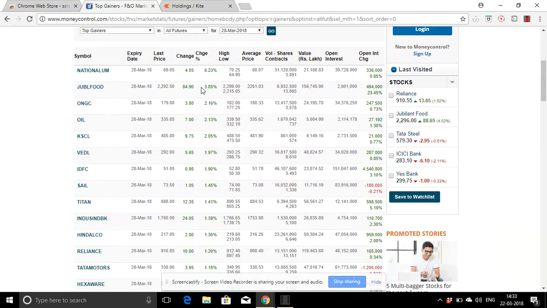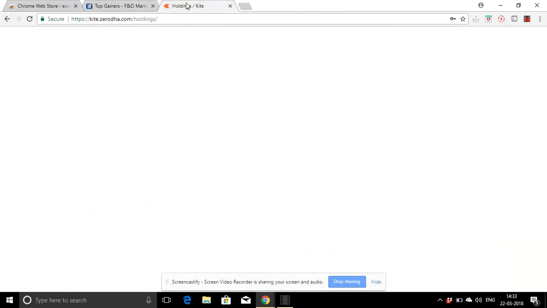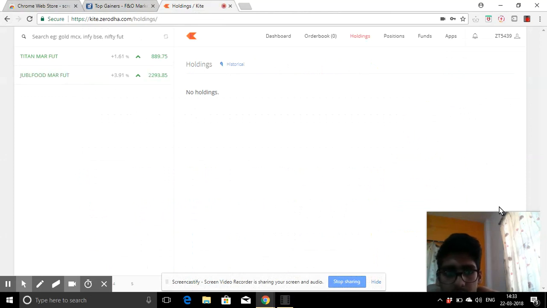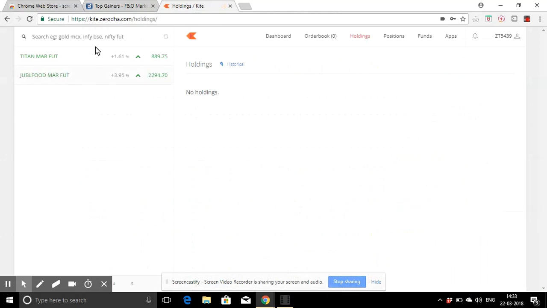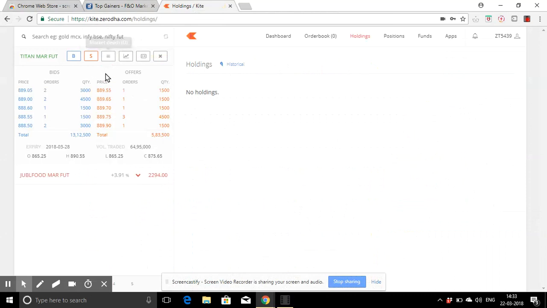First thing, this is kind of a screener for us. Then go to whatever platform you are using. Since I am using Kite, here you will have to go for the depth thing. Once you go for the depth, I look for two things. One is the bids and the offers. The buyers have to be generally more than the sellers.